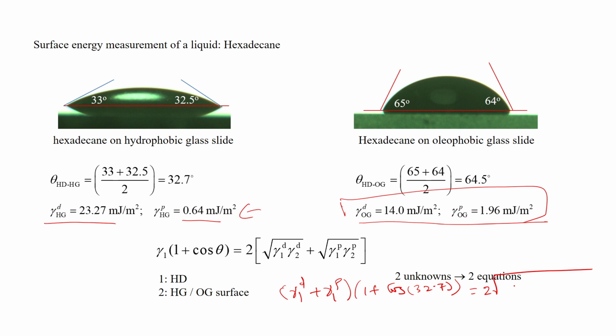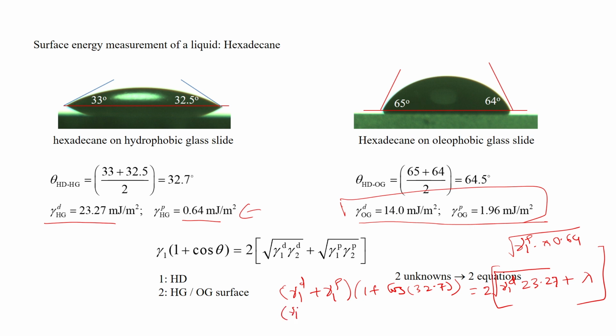Here gamma 1 d is again unknown, gamma 2 d is for the hydrophobic glass slide, that is 23.27, plus gamma 1 p into 0.64. So, this forms one equation, and the second equation will be the same.